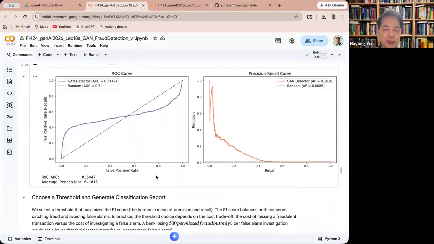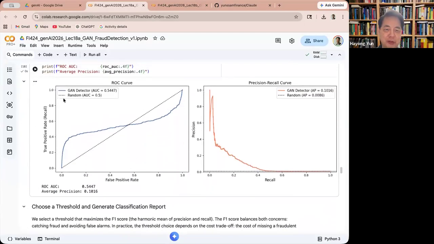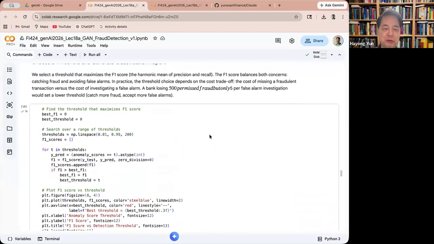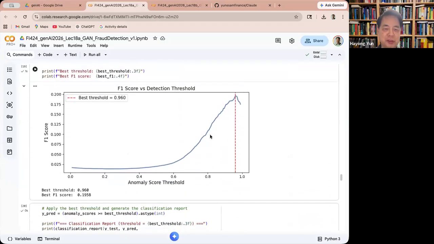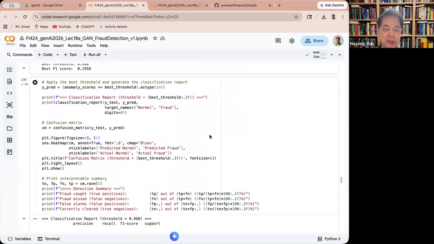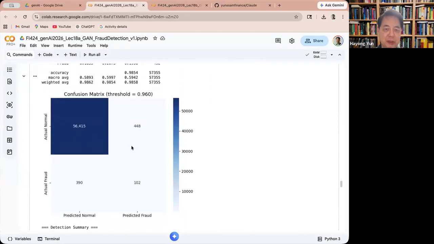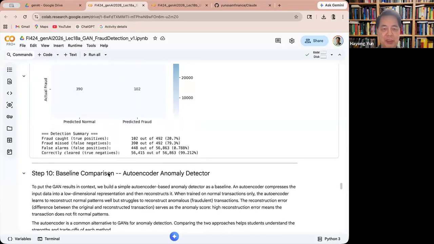And the ROC curve should look like this pattern, but it doesn't. So it probably didn't do a great job. You can see the F1 scores are also not great. And if you look here at the confusion matrix, out of the 492 fraudulent transactions, it only truly detected 100 of them and missed about 390 of them. That's probably not great.